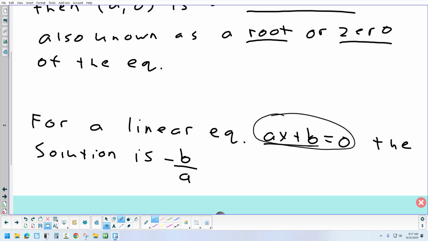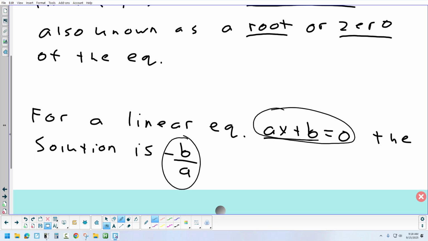So that's kind of like the quadratic formula, but it's a lot simpler for a line. Negative b over a. So if you set a linear equation equal to 0, the root is negative b over a. If you set a quadratic equation equal to 0, then the formula gets a lot more complicated. You get negative b plus or minus the square root of b squared minus 4ac, all over 2a. So it gets a lot more complicated just for a quadratic. But that's the formula if you set a linear equation equal to 0. It's negative b over a.